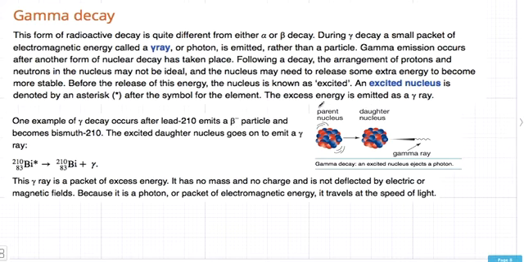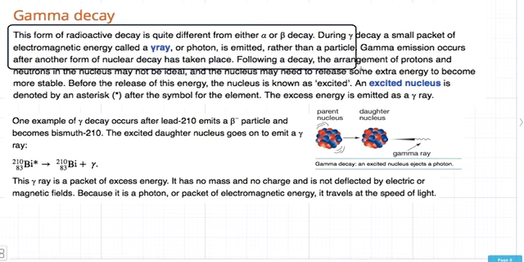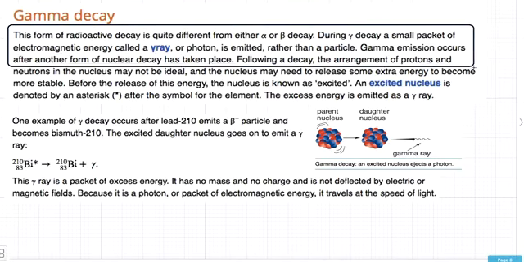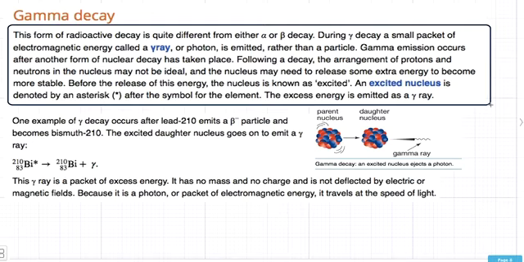The last type of decay we want to look at is gamma decay. Gamma decay is a whole different ball game. This is all about energy in the form of gamma rays or photons. So this form of radiation, I'm just going to highlight that part, that's really important. During gamma decay, a small packet of electromagnetic energy, which is called a gamma ray or photon, is emitted rather than particles. So you don't end up losing electrons or positrons.